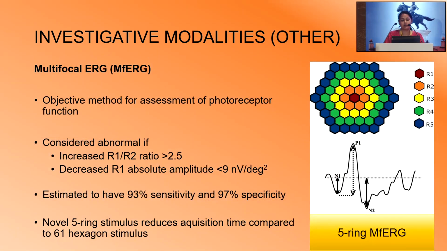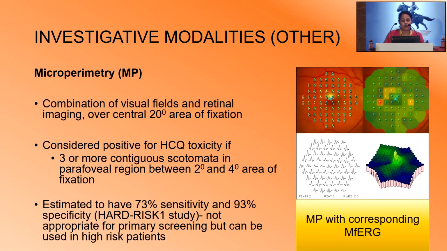Multifocal ERG has been promoted as an objective method for assessment of photoreceptor function. A 5-ring stimulus reduces acquisition time with comparable results compared to 61 hexagon stimulus. This test is 93% sensitive and 97% specific for HCQ retinopathy. Microperimetry is a combination of visual fields superimposed over fundus imaging over central 20-degree area of fixation. The test is 73% sensitive and 93% specific and is not recommended for primary screening due to low sensitivity.